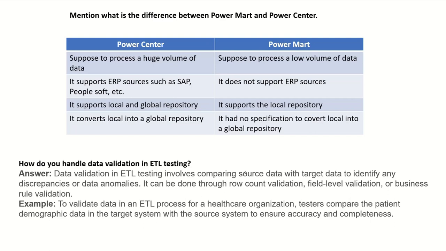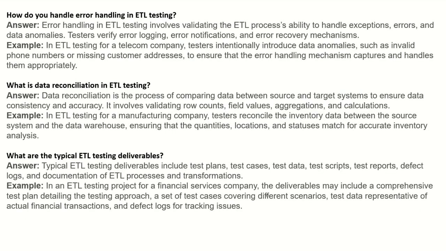So next question is, how do you handle data validation in ETL testing? Data validation in ETL testing involves comparing source data with target data to identify any discrepancies or data anomalies. It can be done through row count validation, field level validation, or business rule validation. For example, to validate data in an ETL process for a healthcare organization, testers compare the patient demographic data in the target system with the source system to ensure accuracy and completeness.